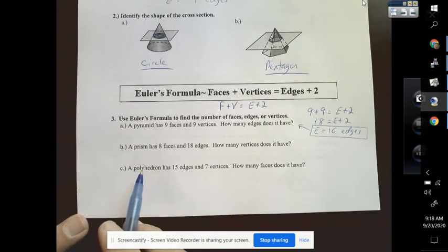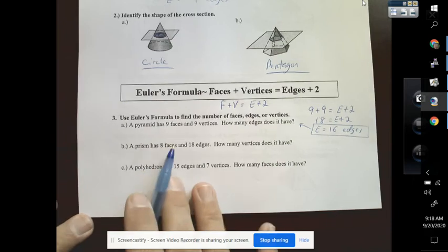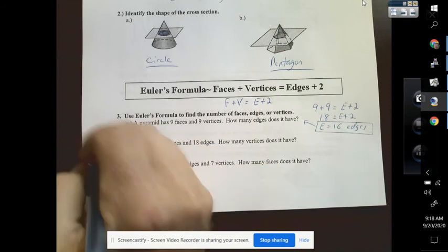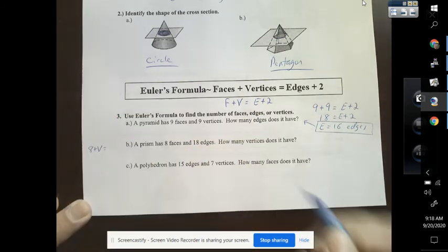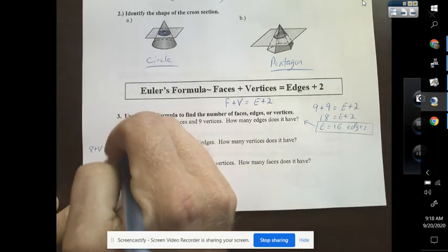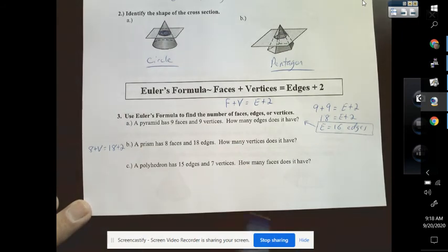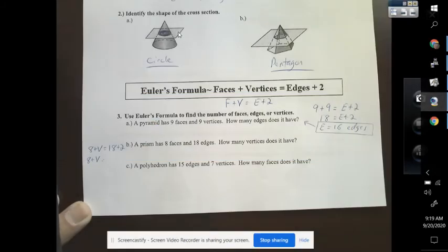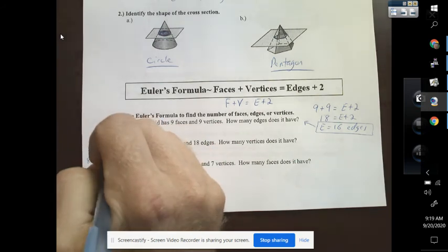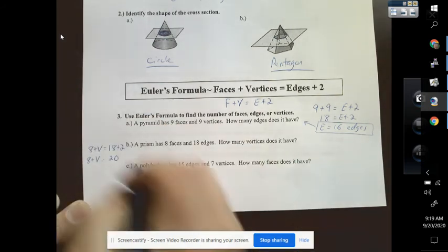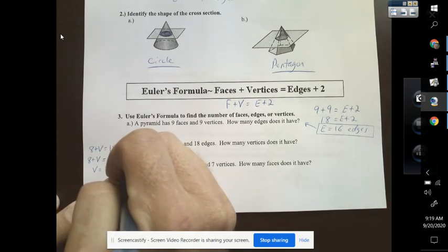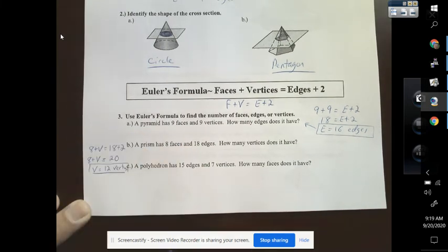Part B, a prism has 8 faces and 18 edges. How many vertices does it have? Okay, so 8 faces. I'm going to go over here now just to kind of spread them out. 8 plus V equals 18 plus 2. All right, so 8 plus V. Oops. Pardon me. Updating my computer. And then over here, I've got 18 plus 2, which is 20. All right, I can subtract 8 from both sides. I get 12 vertices. Okay, very good.